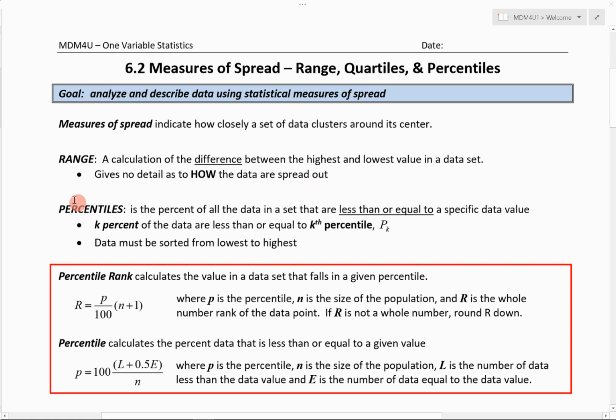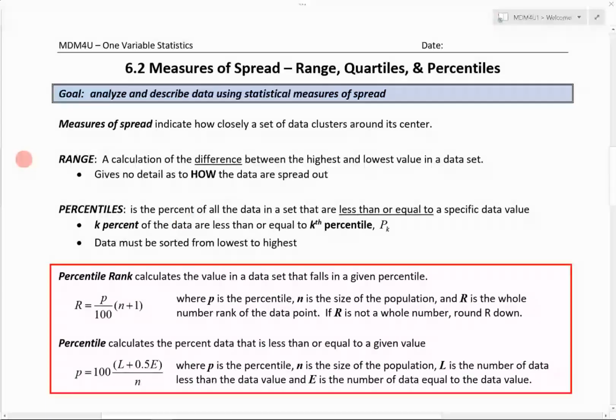Okay. Percentiles is the measure of all the data in a set that are less than or equal to a specific data value. So k% of the data are less than or equal to the kth percentile, or P of k. Okay? And before you even do any percentiles, you have to make sure your data set is sorted from lowest to highest. So there are a couple of measures here.